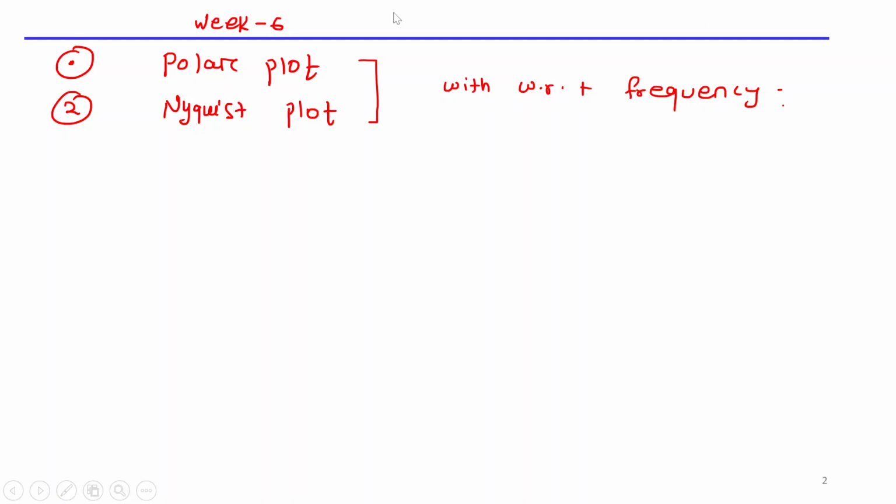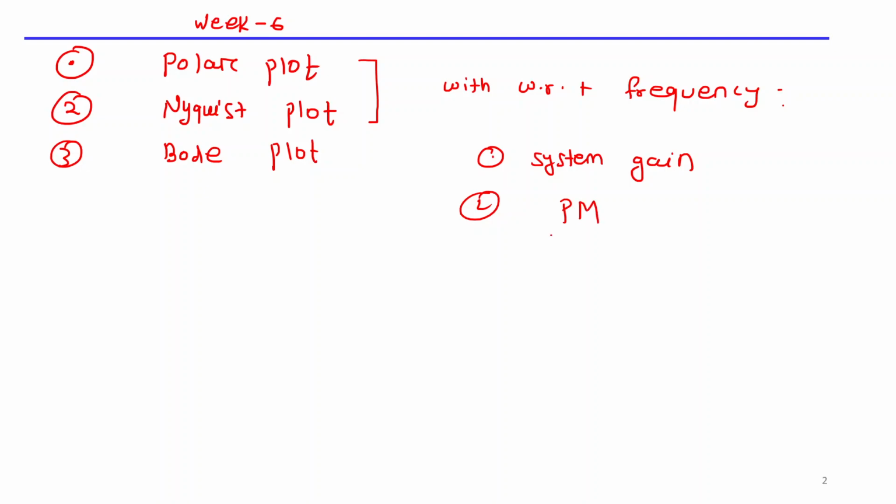So first we cover the polar plot and Nyquist plot, then we'll cover some problems of the Bode plot. So how these three plots will be able to find out the system gain. Your aim is that you have to find out the system gain, the phase margin, and the gain margin. For phase margin, you have to find out omega GC, the gain crossover frequency. For gain margin, you have to find out the phase crossover frequency. Then for all these cases, you have to find out the system stability and relative stability. So let me go one by one.